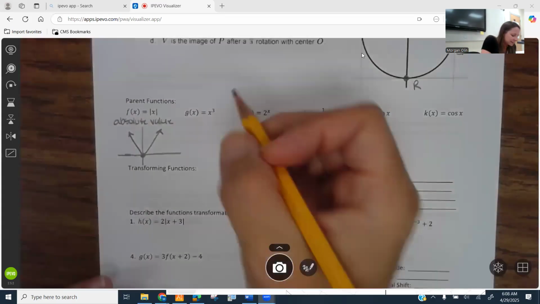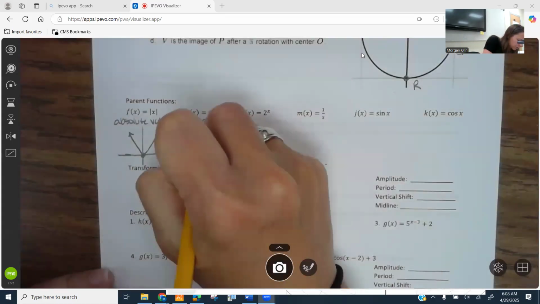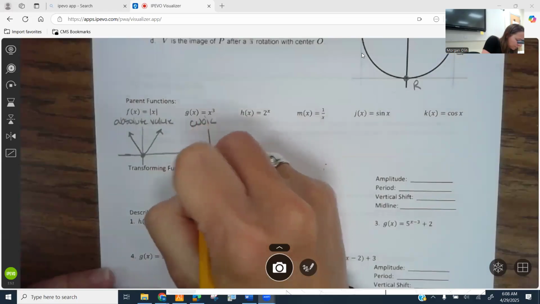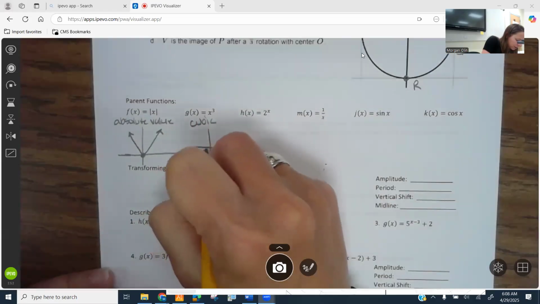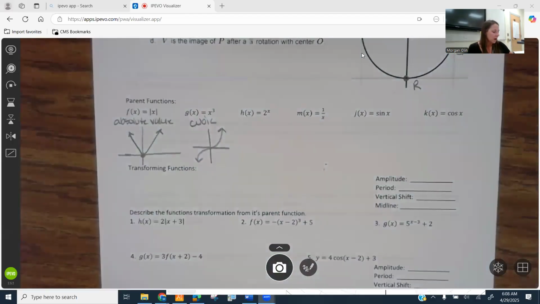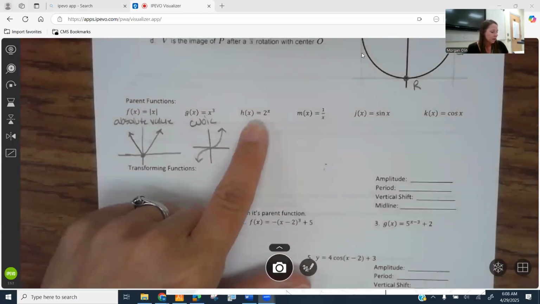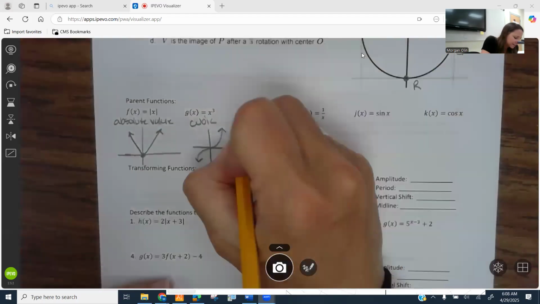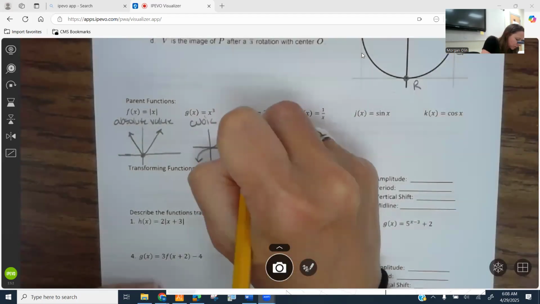This is a cubic function. The most basic cubic looks like that. Now, the next one: this number can change. It says 2 to the x, but it could be 3 to the x, 4 to the x, whatever. This is an exponential.